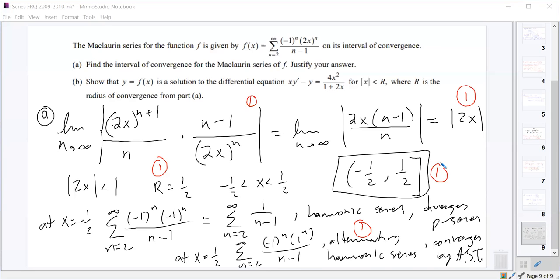The nth term test would not work, Nick. The nth term test only specifically tells you if something diverges, and it only tells you that it diverges if the terms don't approach 0, and both of these, the terms do approach 0. Right? If you look at 1 over n minus 1, as n goes towards infinity, the terms approach 0. So that tells you that it could converge or could diverge, and the same with the other one.